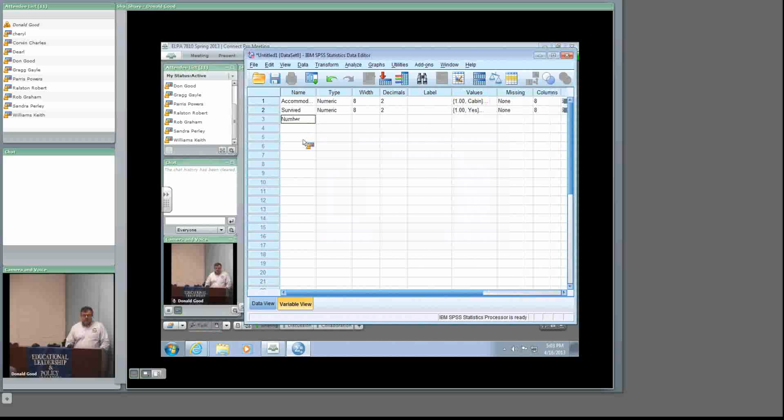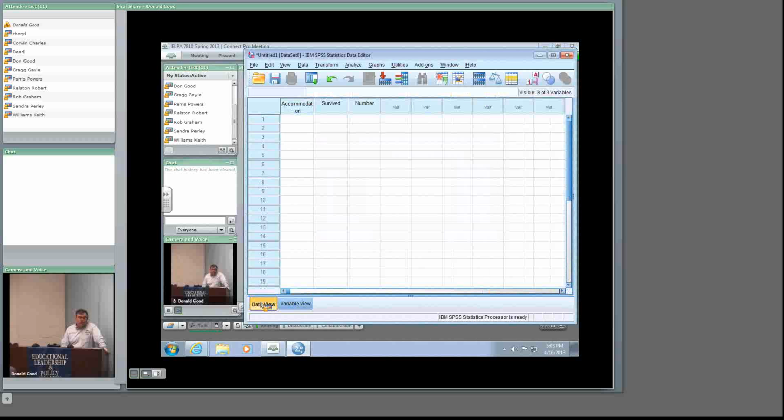And I'm not going to do anything else with that other than just accept the default values on that. So when I click back to data view, those 3 things are going to become column headings, and click, there they are. So, let's say I've got a cabin accommodation, and the number of people who did survive. So how many people were accommodated in the cabin and did survive?